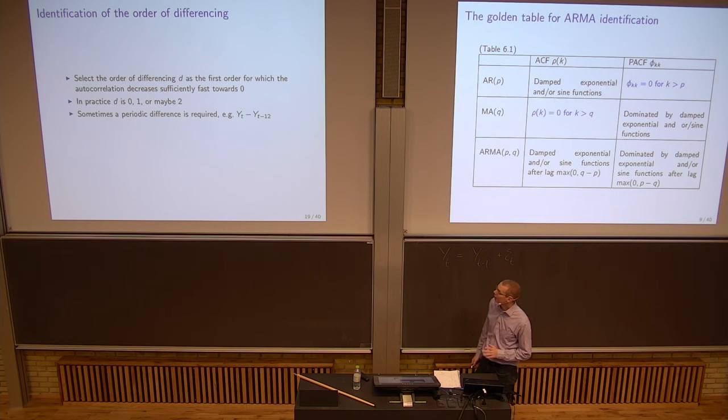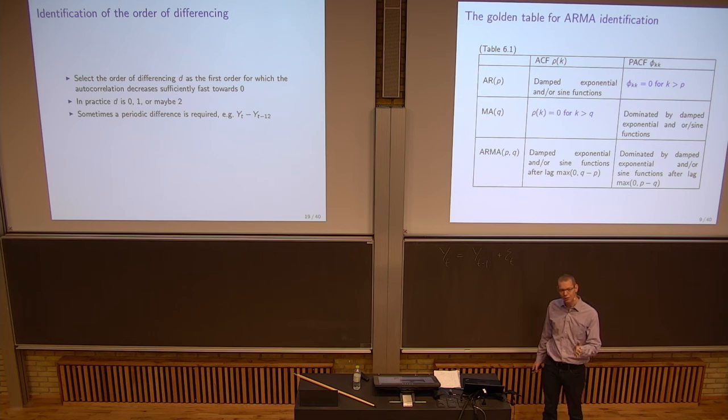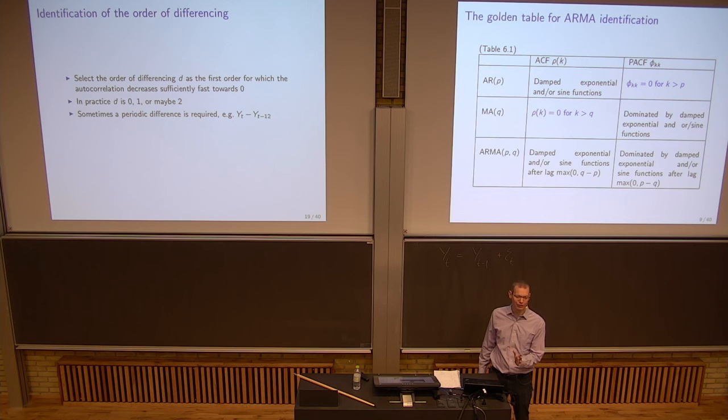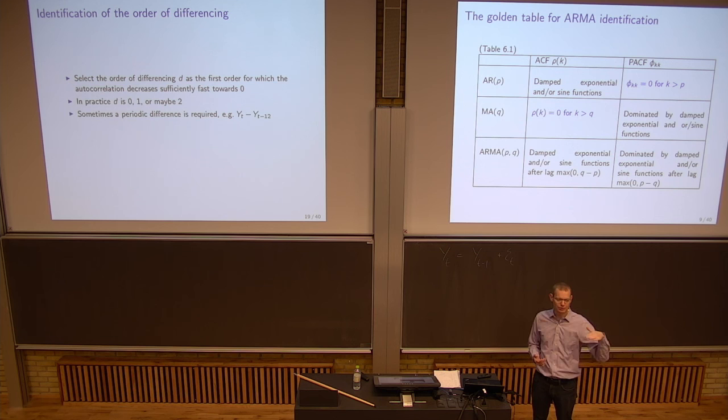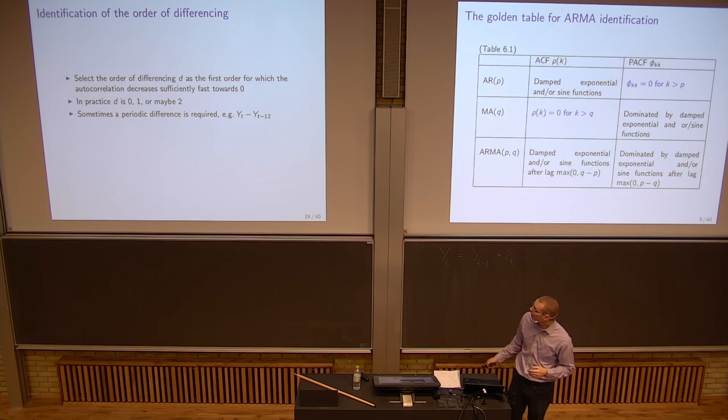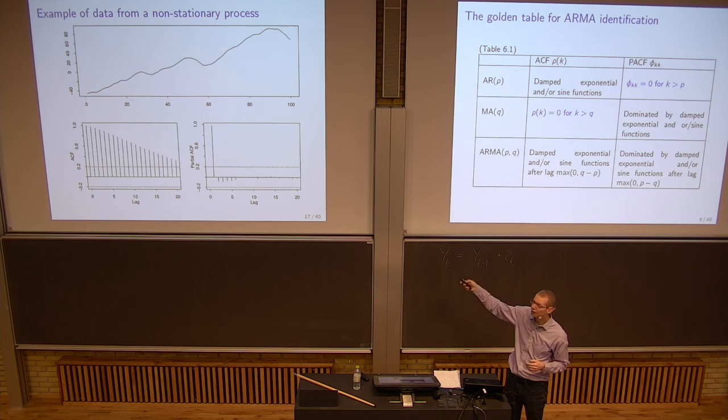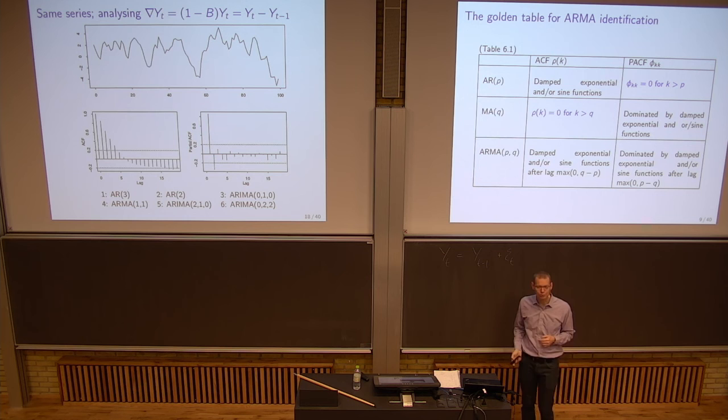So in practice, D is typically 0, sometimes 1, rarely 2, almost never anything beyond that. Think of it also in a more geometric way. When you look at D equal to 0, you're modeling the mean value. When you have D equal to 1, you're modeling the change in slope of this. This is the change in slope. When you have D equals 2, well, then you're modeling the change in curvature.